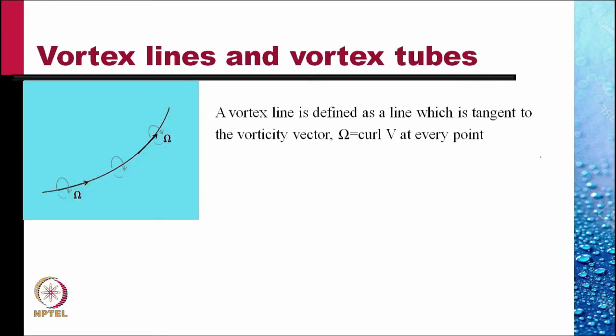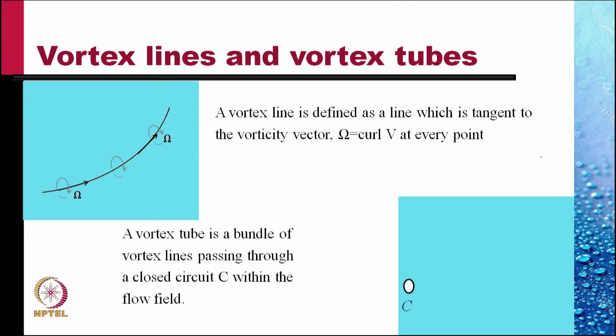A vortex line is defined just like a streamline. It is a line which is tangent to the vorticity vector. The vorticity vector omega is equal to curl V, and at every point the vorticity vector is tangent to a vortex line. A vortex tube is a bundle of vortex lines passing through a closed circuit C.